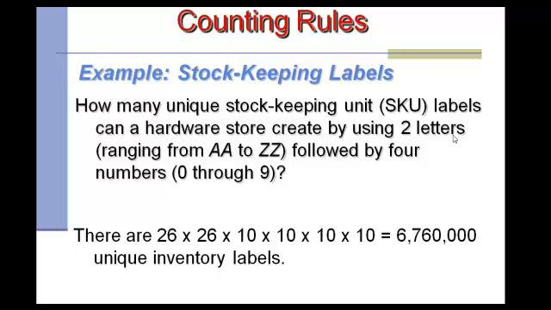And so that formula is you take 26 times 26, the first letter has 26 possible ways, times the second letter, 26 possible ways, times 10 numbers, because these SKU numbers are going to be 4 numbers, 0 through 9, times 10, times 10, times 10. Well, it ends up that the fundamental counting rule gives 6,760,000 different inventory labels or SKU numbers that a hardware store could create using 2 alphabetic letters and 4 numbers ranging from 0 through 9.